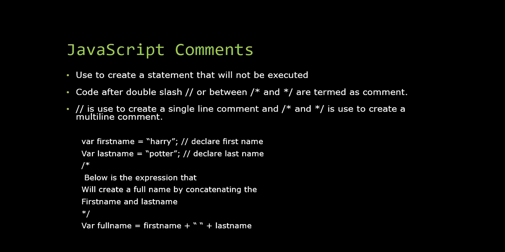Like in the example below, you can see var first name equals to Harry, we have commented declare first name, var last name equals to Potter, commented declare last name, and here we have defined 3 lines of statements that are commented. Below is the expression that will create a full name by concatenating the first name and last name. So in this way you can define comments in JavaScript.